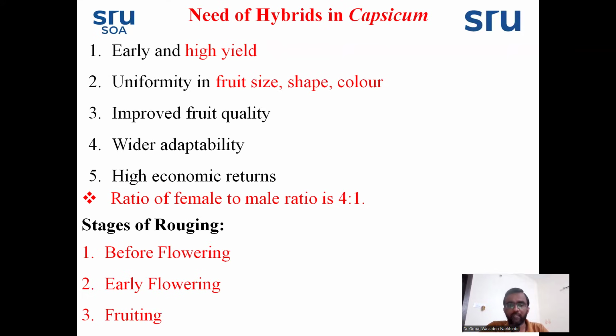Okay. So there are mainly 3 stages of rogging. First is before flowering, second after flowering, then at the time of fruiting, right?